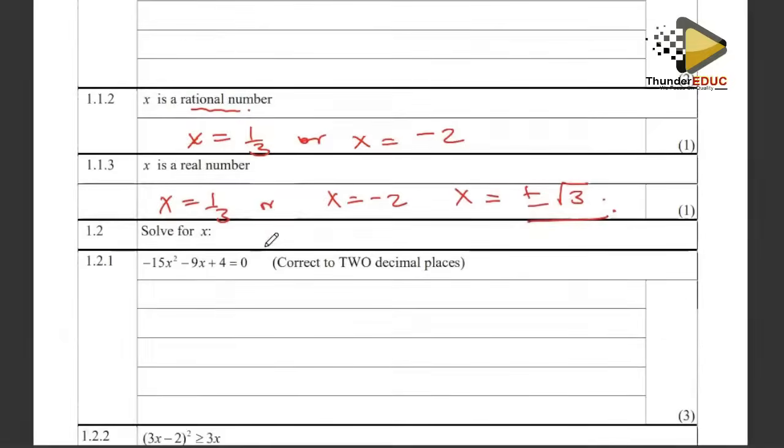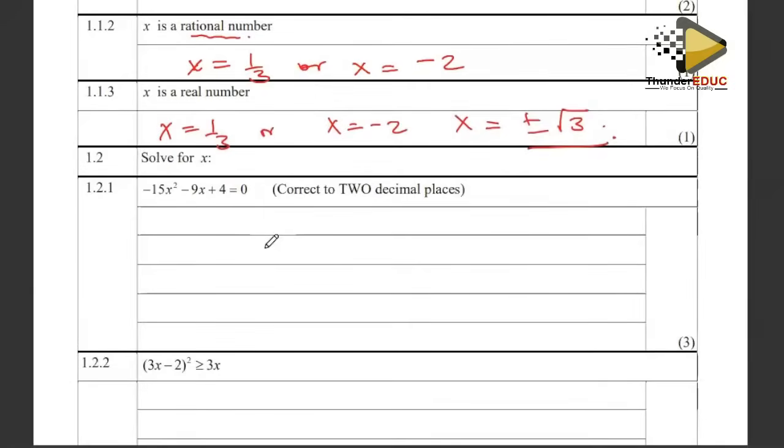Then 1.2, solve for x. We have negative 15x squared minus 9x plus 4 equal to 0, correct to two decimal places. Remember what we say, that in a scenario like this, where they give us a condition, automatically they want us to use the quadratic formula, meaning that our a is negative 15, our b is negative 9, and our c is 4.